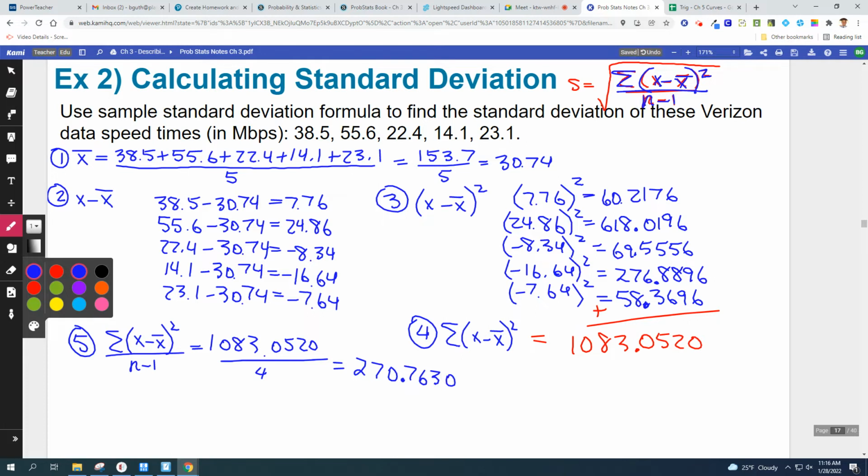What do you suppose the last step is going to be? The last thing is I have to take the square root of all of that. So step 6 is the square root of everything I've just done.